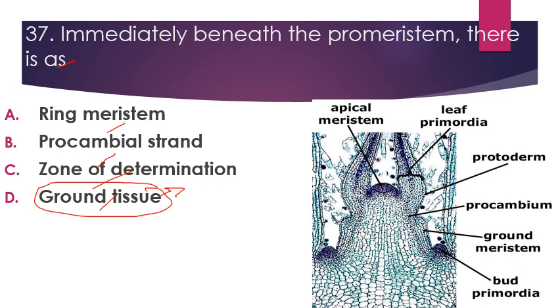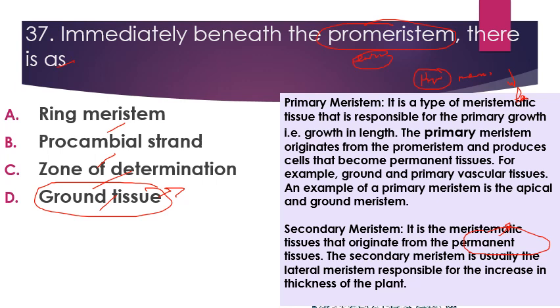If we talk about this promeristem, which is the embryonic meristem, it gives rise to primary meristem that helps in growth in length. So basically इसके नीचे present होता है ground meristem और ground tissue. So primary meristem is a type of meristematic tissue that is responsible for primary growth, and that primary growth is growth in length. जो length में growth होती है, that is called primary growth, and it originates from promeristem and produces cells that become permanent tissues.